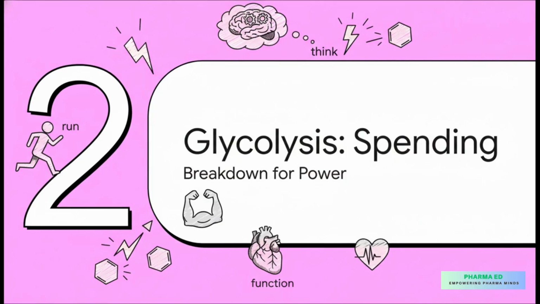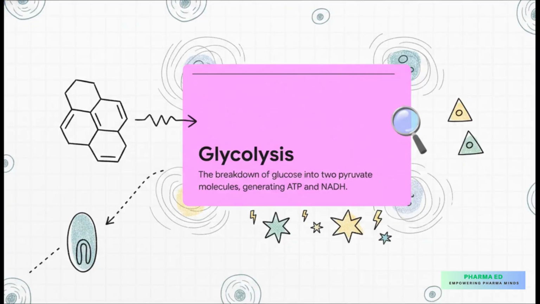So what happens when a cell needs energy right now? To run, to think, to function? Well, it spends glucose, and it does that through a process called glycolysis. So the crucial point here is that this is the fundamental energy-releasing pathway. It happens in the cytoplasm of pretty much every single cell in your body. It's the first and most basic step to get energy from the food that you eat.